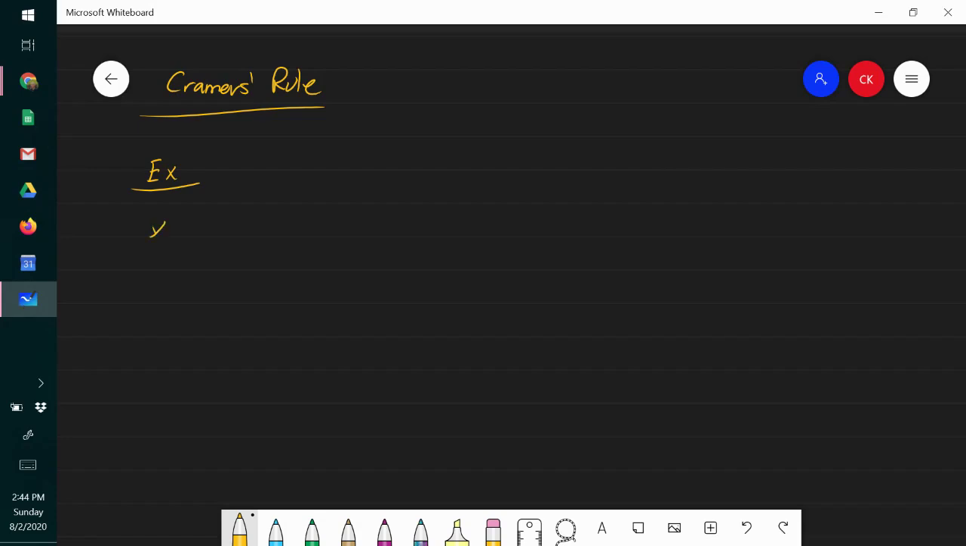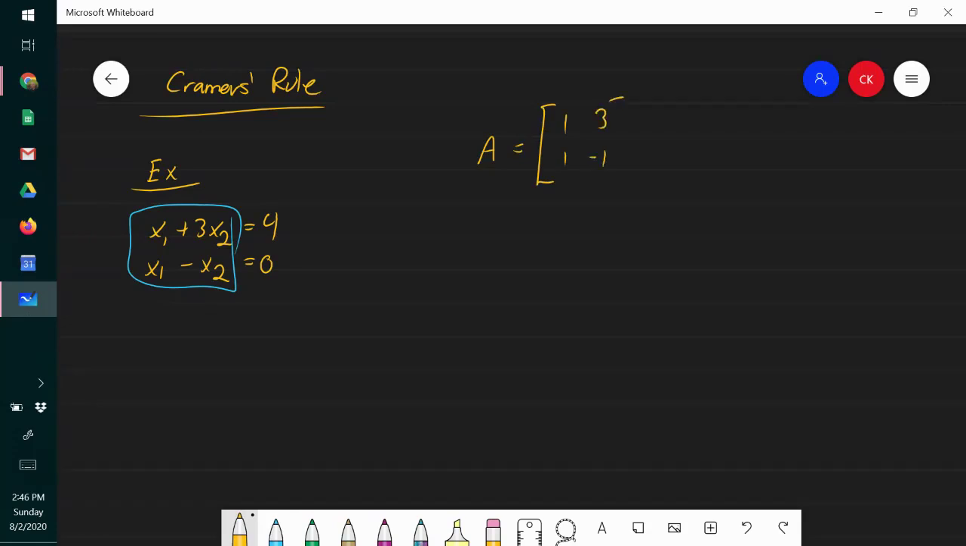But the principle is easily expanded. So let's take x1 plus 3x2 equals 4, x1 minus x2 equals 0. So this is going to be our system. So initially we start out by designating the coefficient matrix that comes from the left-hand side of the equation here as A. So we'll take that to be the matrix 1, 1, 3, negative 1.